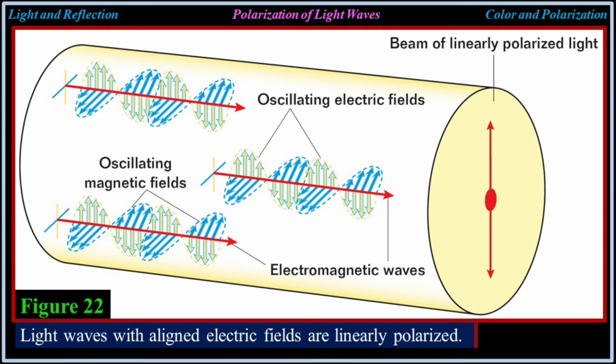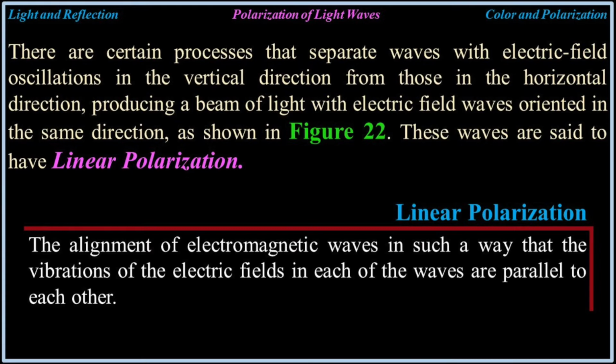Here is figure 22. Light waves with aligned electric fields are linearly polarized, as opposed to figure 21 where it was not polarized. There are certain processes that separate waves with electric field oscillations in the vertical direction from those in the horizontal direction, producing a beam of light with electric field waves oriented in the same direction, as shown in figure 22. These waves are said to have linear polarization.